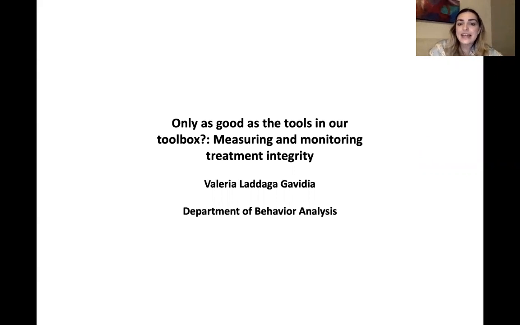Hi, my name is Valeria Laddaga Gavidia, and today I'll be sharing my poster titled Only as Good as the Tools in Our Toolbox, Measuring and Monitoring Treatment Integrity.